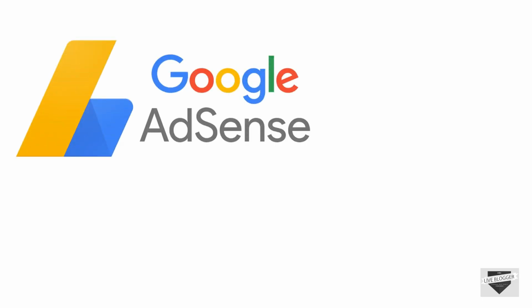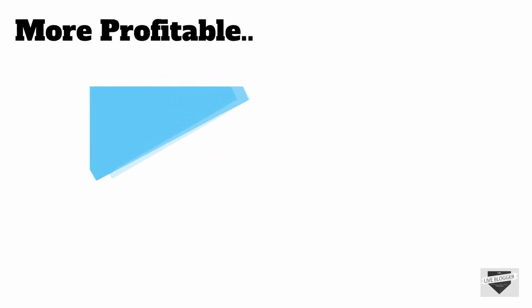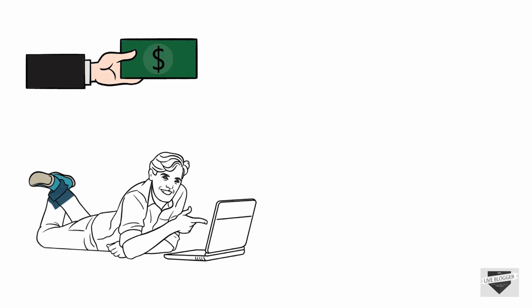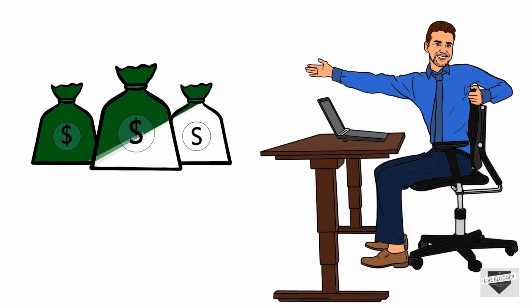Google AdSense is one of the best ad networks to monetize a website or a blog, and it is more profitable than any other CPC advertising program. Its paying rates are better than all other networks, so that's the biggest reason it is so popular among bloggers. And the publisher could also make a lot of income daily from Google AdSense.